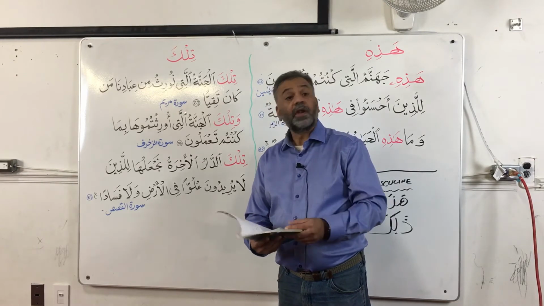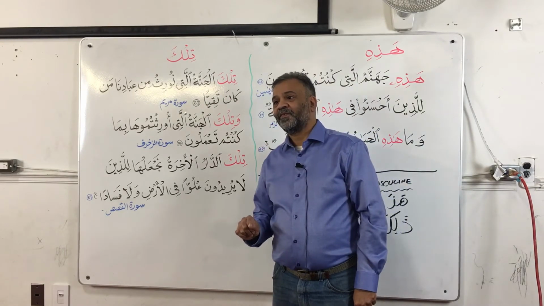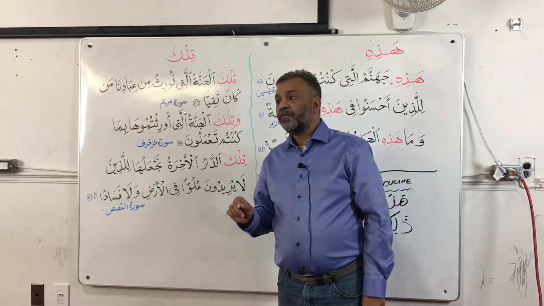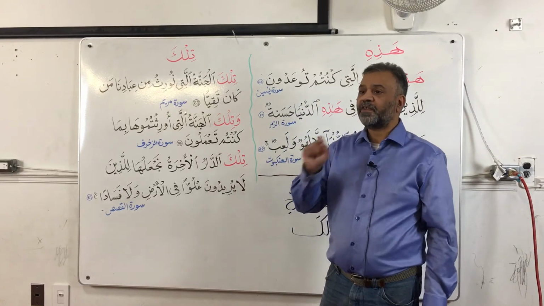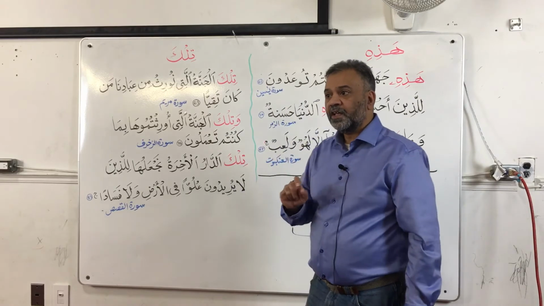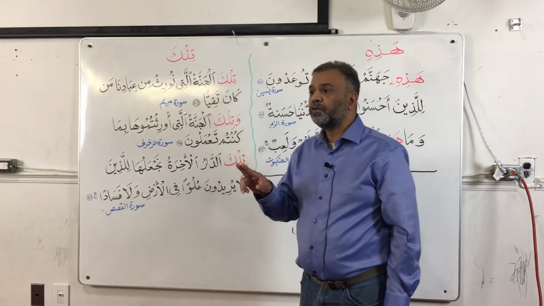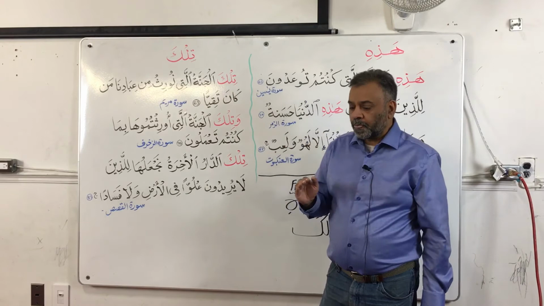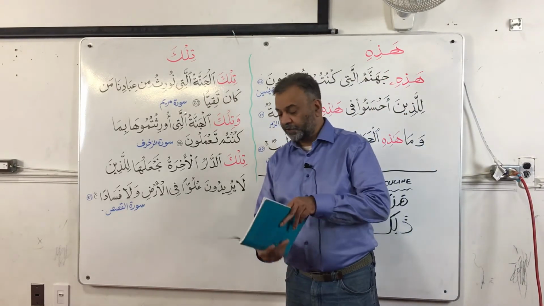Now, what are we learning in lesson number 5? Mudaf, mudaf alayh. Mudaf is the thing which is possessed, and mudaf alayh is the possessor. The mudaf cannot have an al, and cannot have a tanween. Both of them create a compound which is a possessive case. We have learned that, so we will just quickly go over the exercises and finish lesson number 5 inshallah.